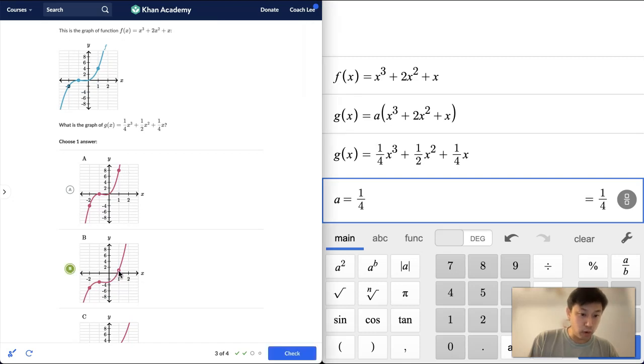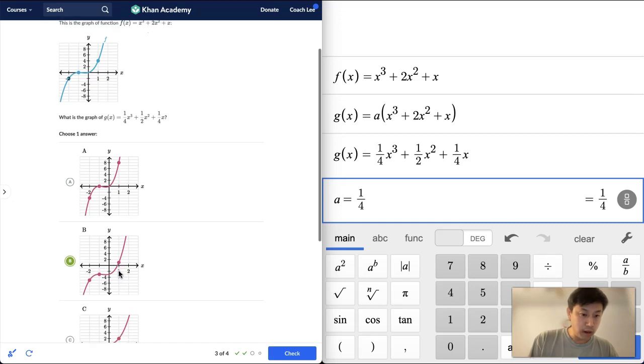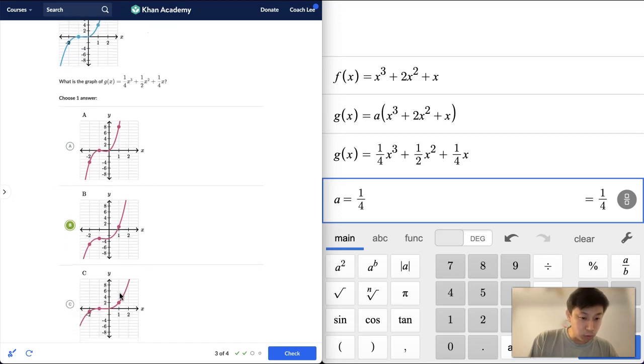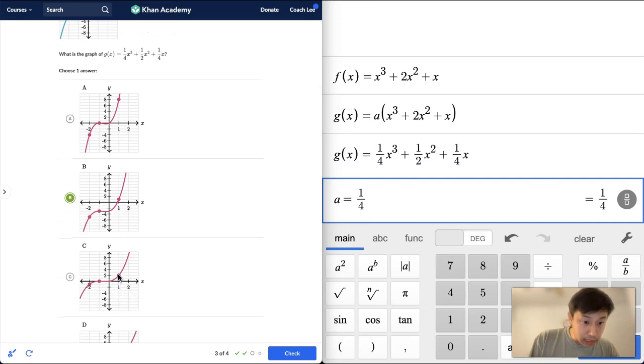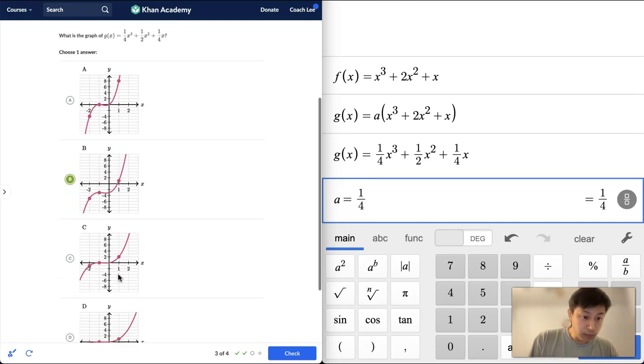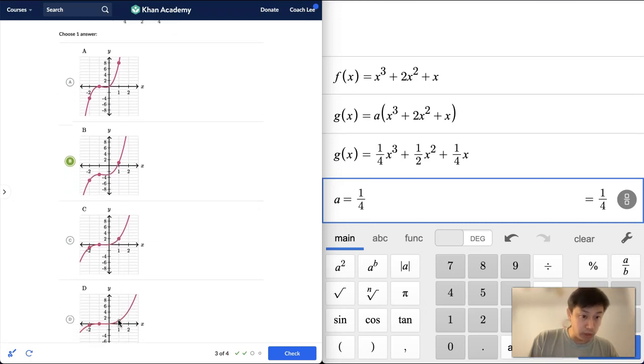Because I have a y value of 1 now. That positive 4 times 1/4 becomes a 1. Are there any other options where it's a 1? Option C, it's a 2, so that's no good. Option D is also a 1, so it could also be option D. Now we do have to check the other points. It could be option B or D.